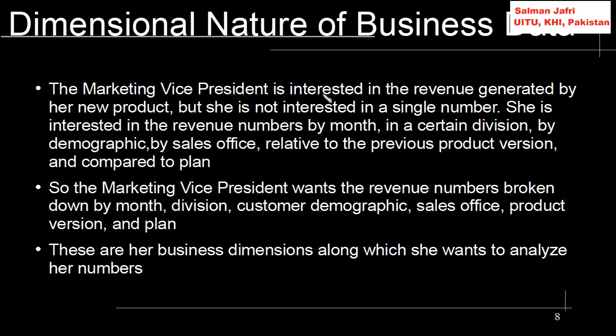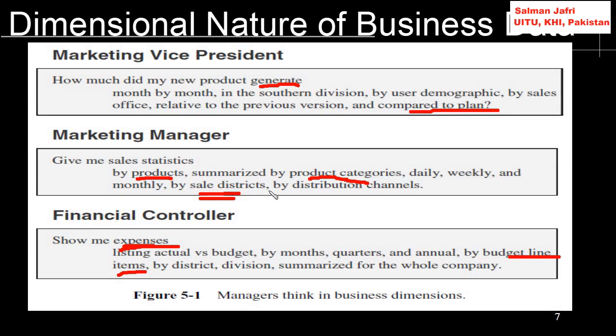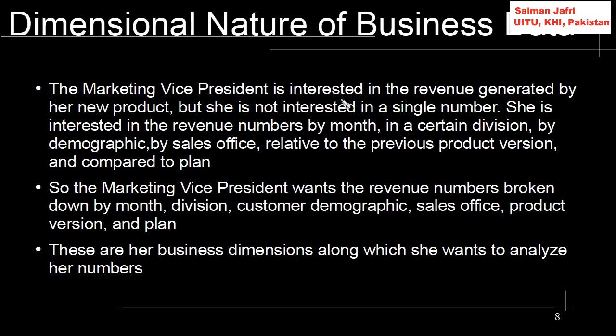So further analysis of this particular figure 5.1: the marketing vice president is interested in the revenue generated by her new product, right? But of course she won't be interested in a single number, in a single figure. She would be carrying out different queries about the revenue, right? For example, she would be interested to find the revenue numbers by month for a product, right? How much did the product sell in January, February, March, April, and so on.